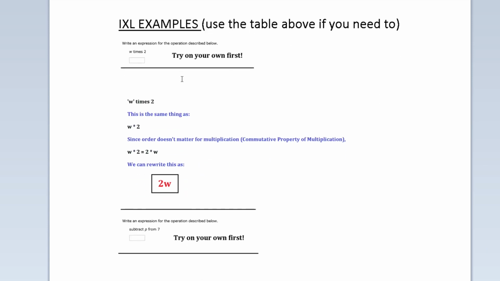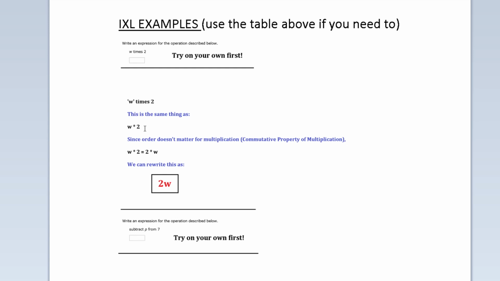Write an expression for the operation described below. I did say try this on your own first, but we'll just go right into this one at least. So w times 2, this is the same thing as w multiplied by 2. Now, you could be done right there. You could type in w times 2, just like I have here, and you'd be fine.